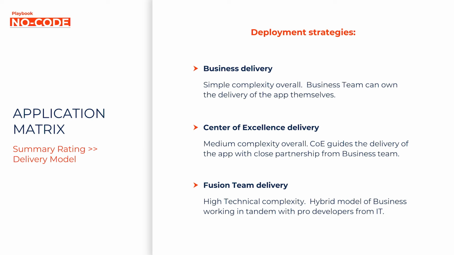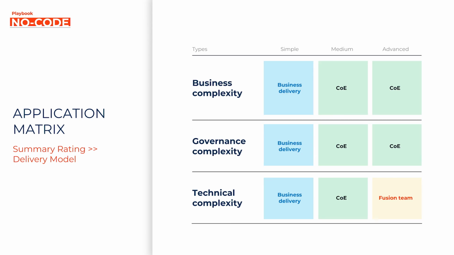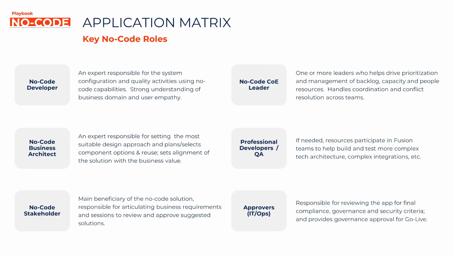Can you stay in a pure business delivery model? Do you need to get a fusion team assembled with the right skills? Should the COE be pulled in? This is ultimately the final result of having gone through the earlier slides and scored or graded each of the dimensions.